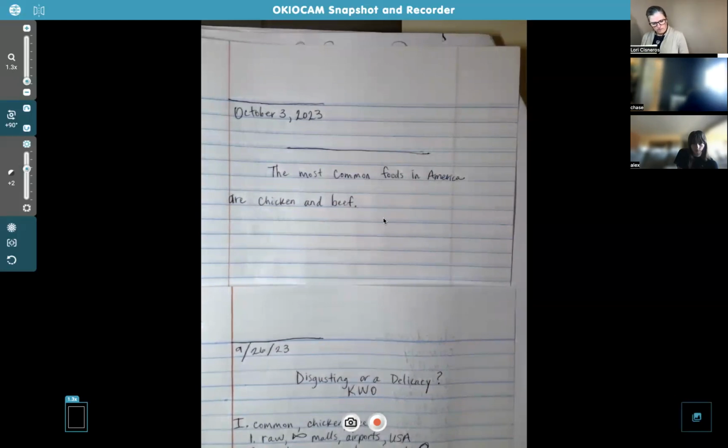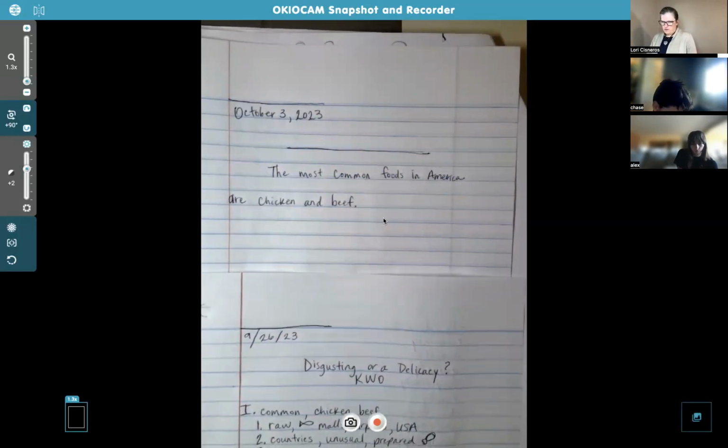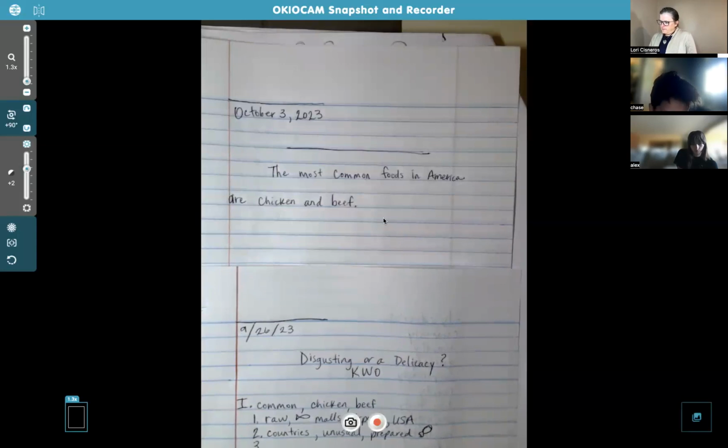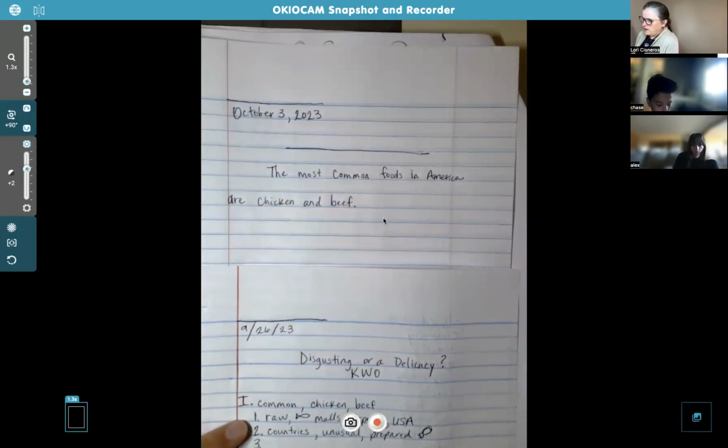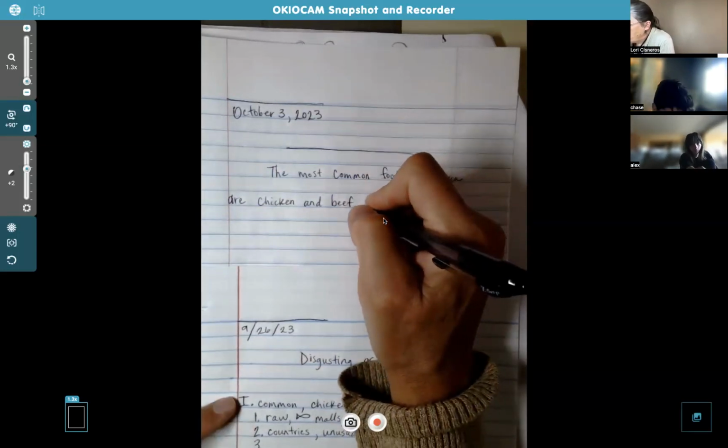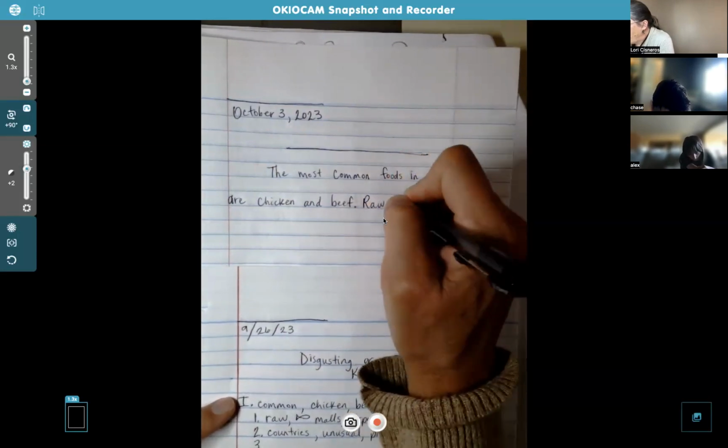Raw fish and malls are in airports, malls, and everywhere in the United States. I don't know, something along the lines of that. Okay, so try to do it again. Make it a complete sentence. Raw fish is in malls, airports in the United States. Raw fish is in malls and airports in the United States. Okay, let's put that after the period. Raw fish.